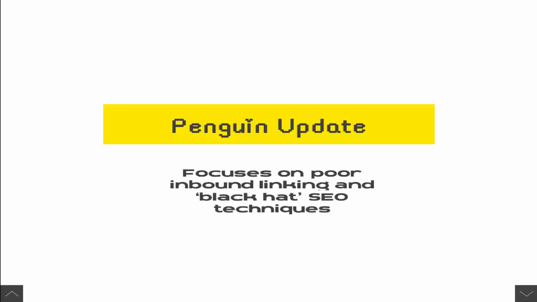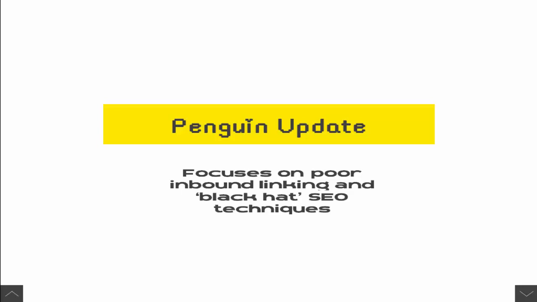Penguin 3 was released October 5th, 2012. That affected 0.3% of queries. Penguin 4 came out on May 22nd, 2013 and affected 2.3% of queries. That brought us to Penguin 5, which was released on October 4th, 2013 and affected about 1%.